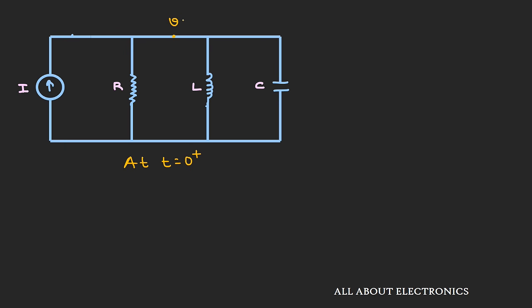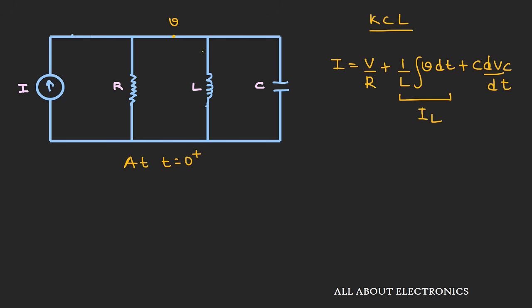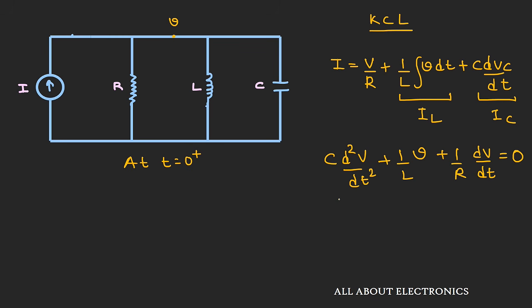Let us assume that at this node the voltage is V volts. Applying KCL, we can write I equal to V/R plus (1/L)∫V dt plus C dV/dt. The second term is the current flowing through the inductor L, and the third term is the current flowing through the capacitor C. Now if we differentiate this equation, we get C d²V/dt² plus (1/L)V plus (1/R) dV/dt equal to 0.